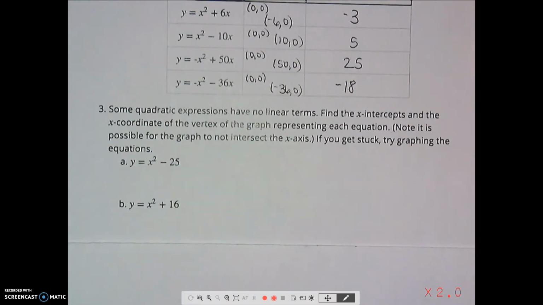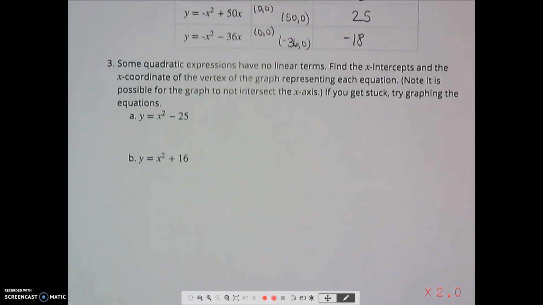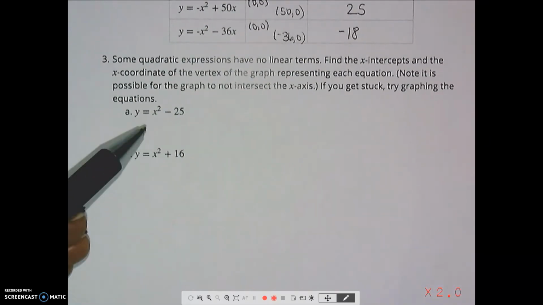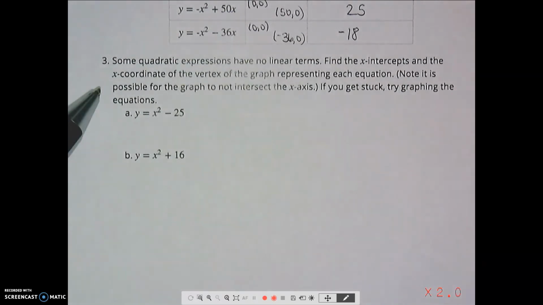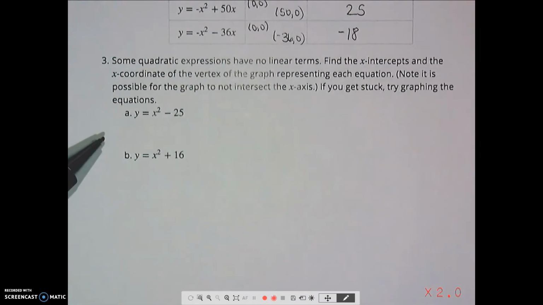Okay? So some quadratic expressions have no linear terms. So here we have just a quadratic term and a constant term. We want to find the x-intercepts and the x-coordinate of the vertex of the graph representing each equation. So it is possible for the graph not to intersect the x-axis, and we can always try graphing them. So let's go ahead and do that.